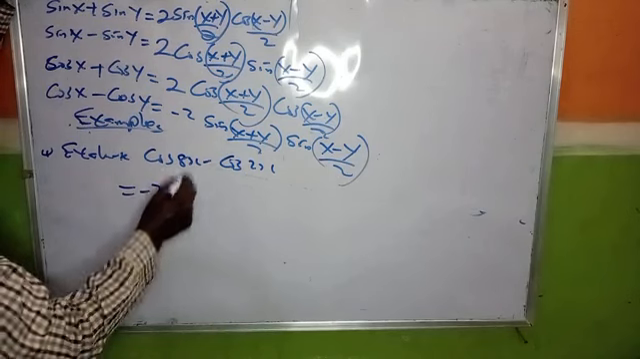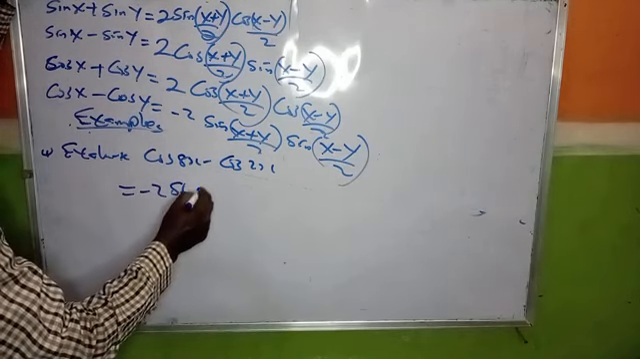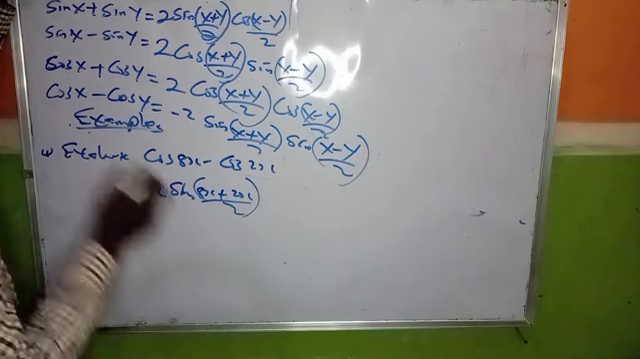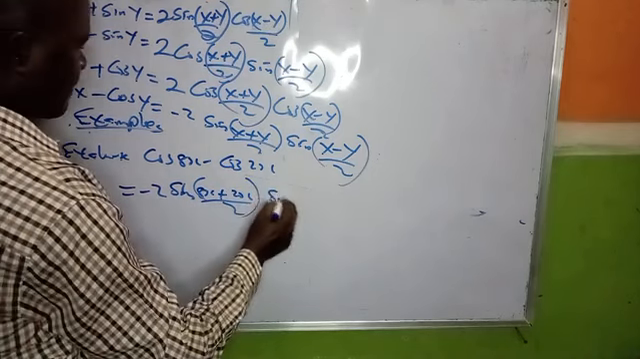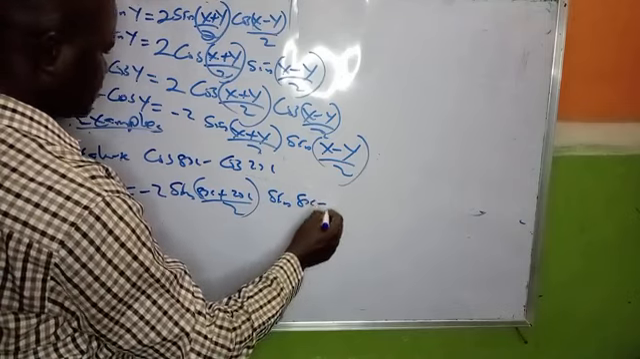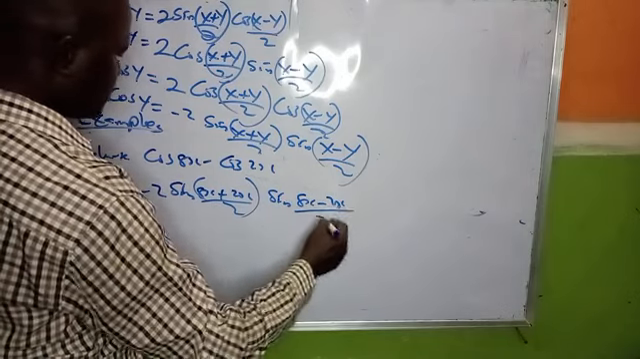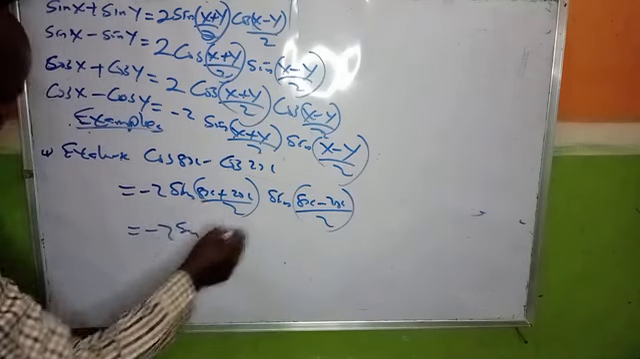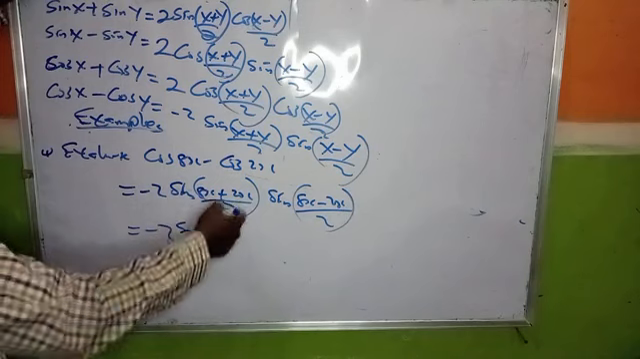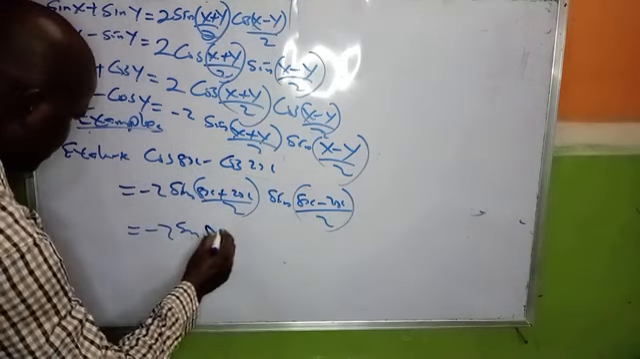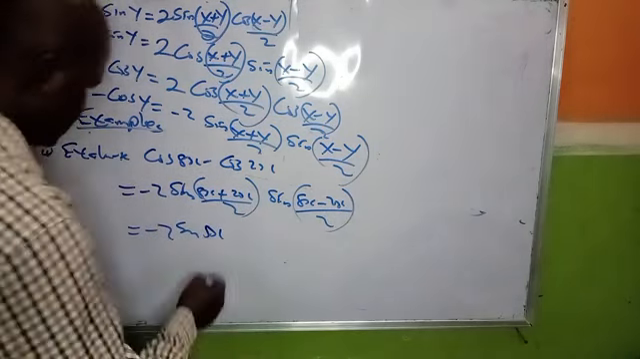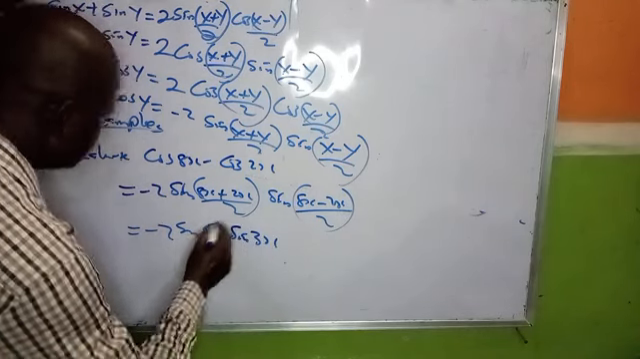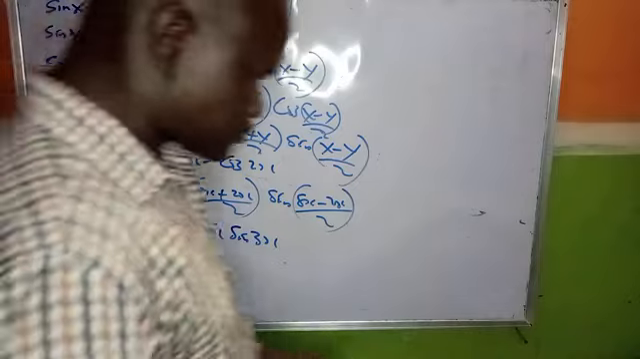So you have sine. What is x? It is 8x plus 2x, divided by 2, then sine 8x minus 2x divided by 2. So the answer with this sine, what is it? What you have here is 10x divided by 2, that is 5x, and 6x divided by 2, that's 3x. So that is what we have.